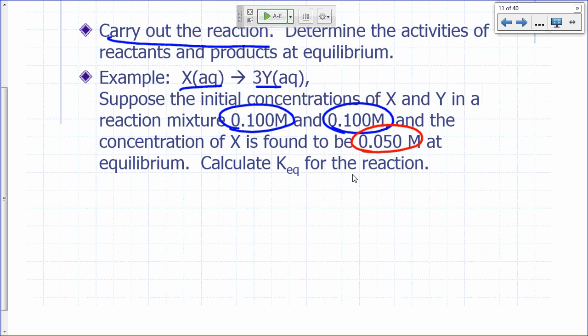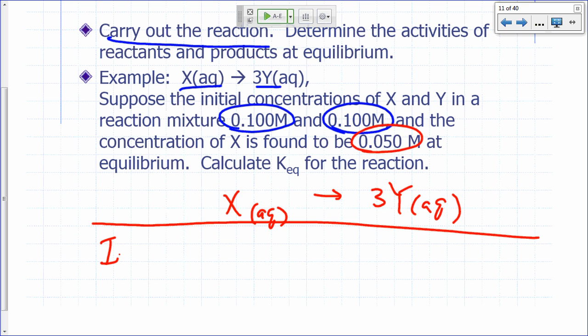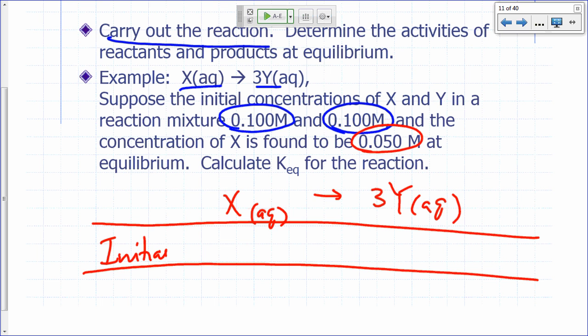What we can do is construct what's called an ICE table. It's a very convenient way of doing this. So X, aqueous, yields 3Y, aqueous. And you make a table. You start off with an initial concentration. What's our initial concentration of X? 0.1, right? And what's the initial concentration of Y? Also given in this problem to be 0.1.